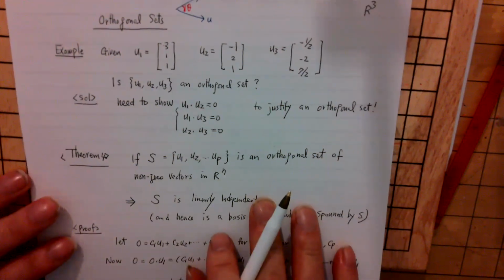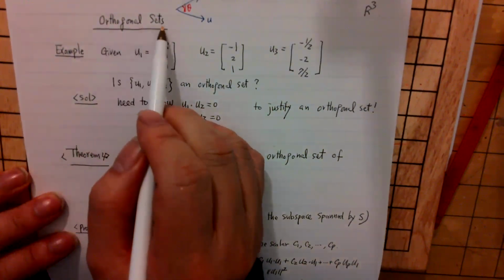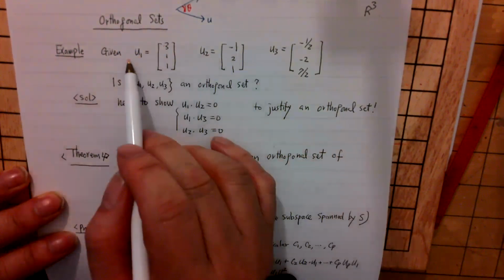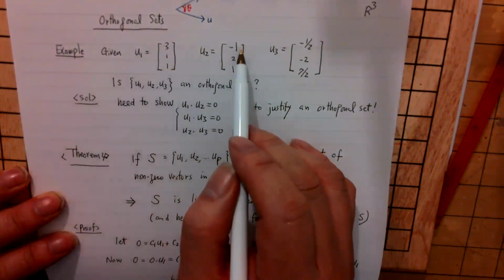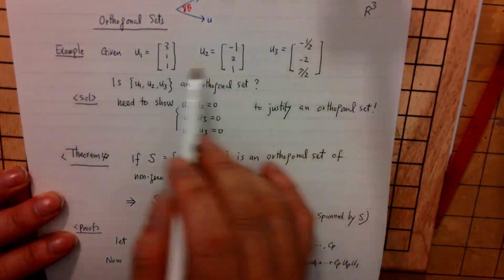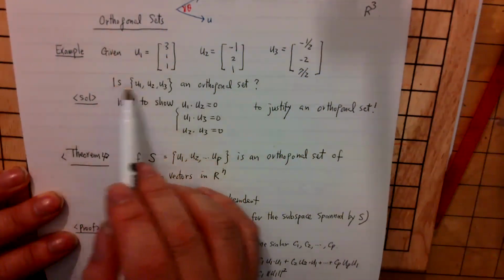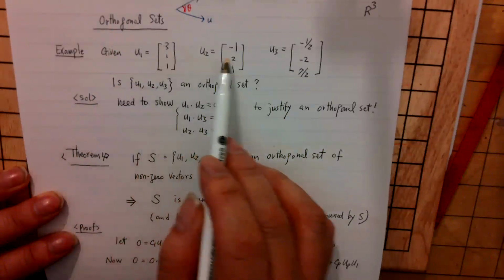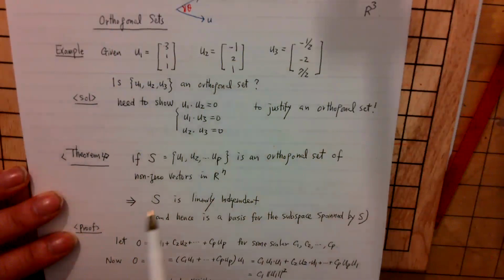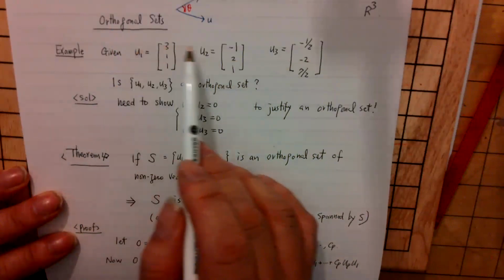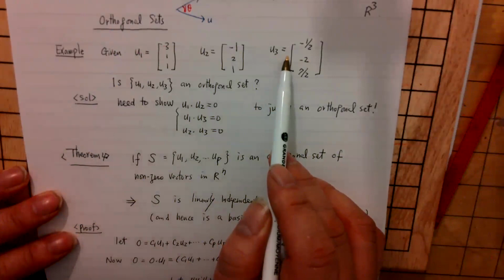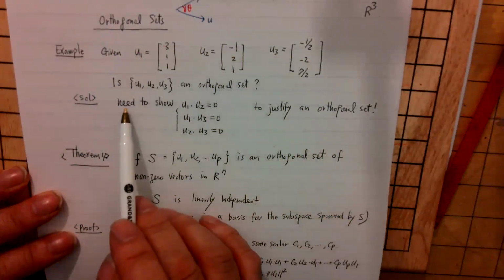Next, I'll introduce a concept called an orthogonal set. Suppose we are given u1, u2, u3. u1 is (3, 1, 1), u2 is (-1, 2, 1), and u3 is (-1/2, -2, 7/2). Do these three vectors form an orthogonal set? What does that mean? We need to check that each pair has inner product equal to 0.